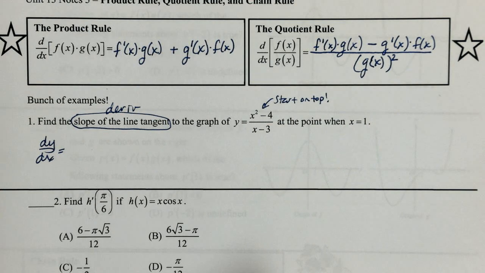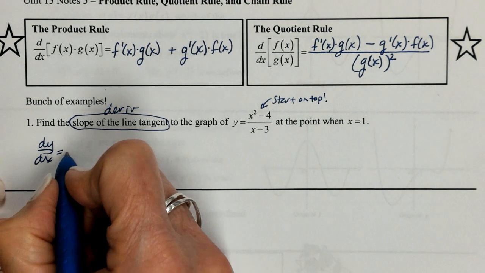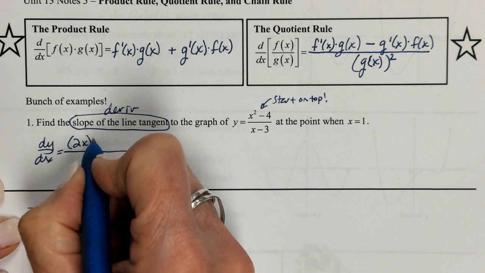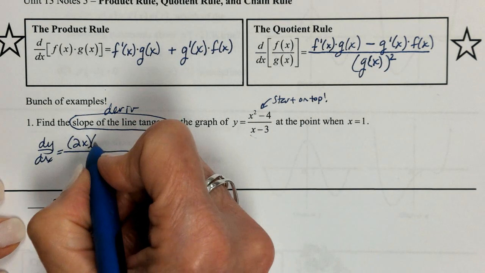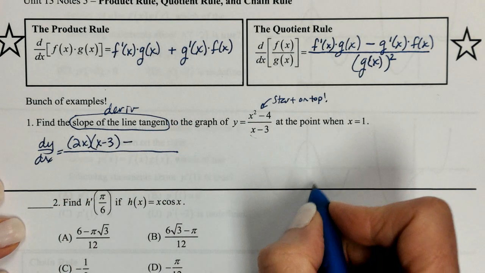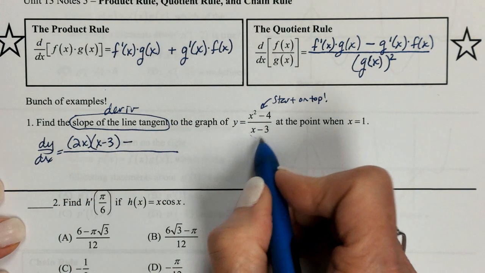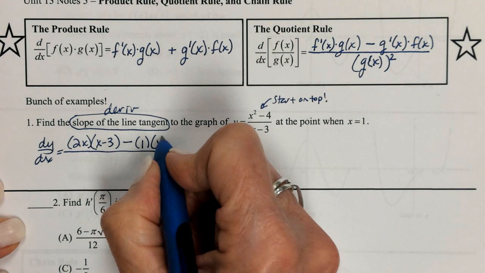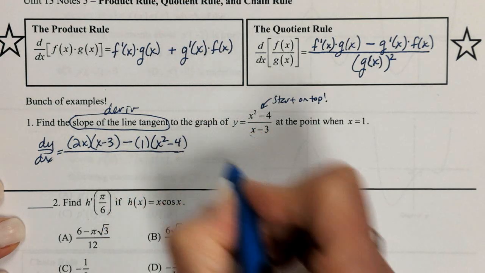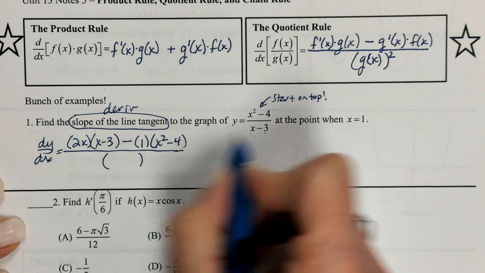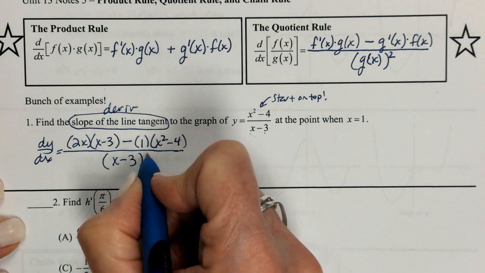And take its derivative. So the derivative of the top is 2x. Multiply by the bottom left alone. Minus is in the quotient rule. Now we take the derivative of the bottom and multiply by the top left alone. The denominator of the quotient rule is the old denominator, x minus 3, but squared.